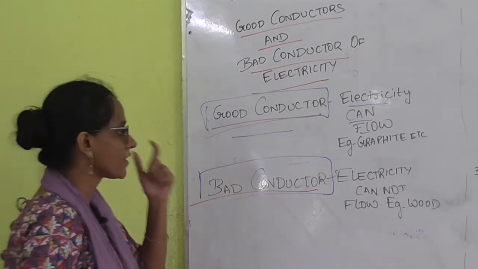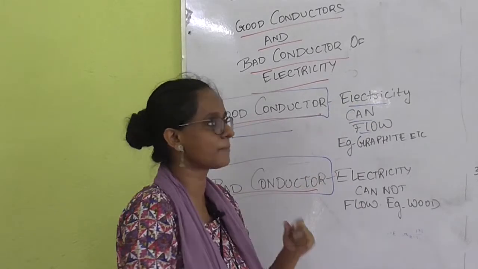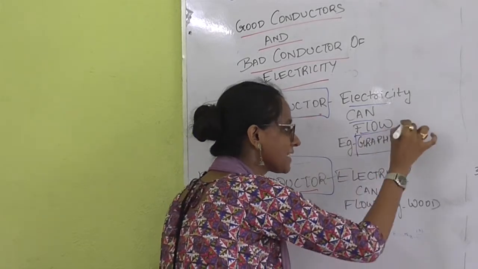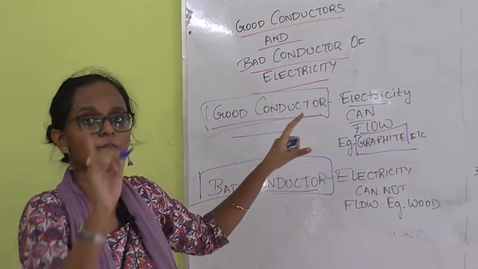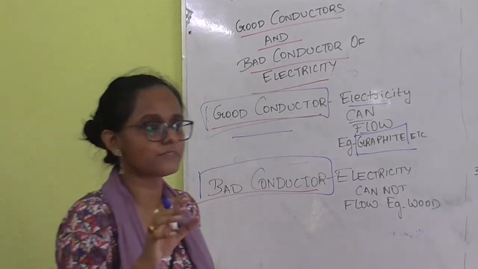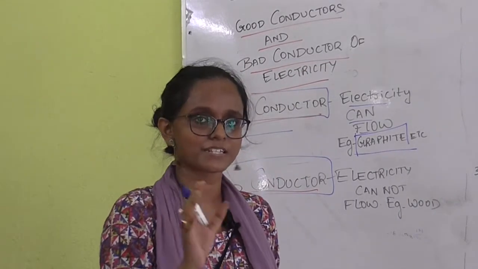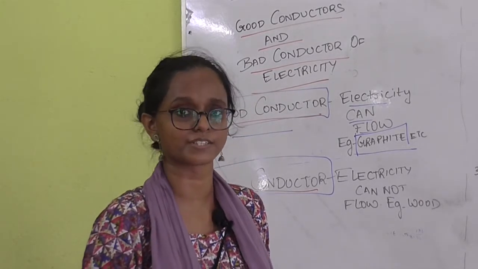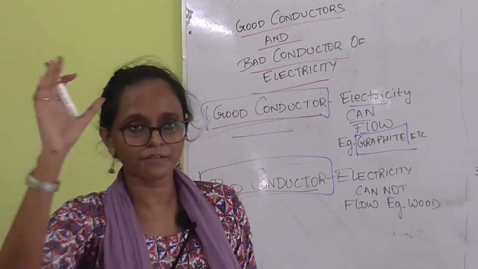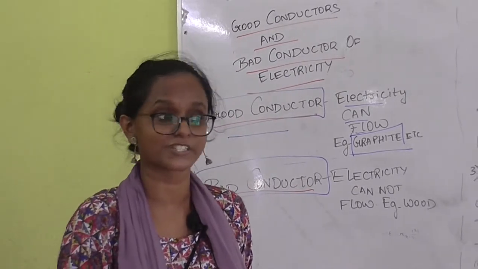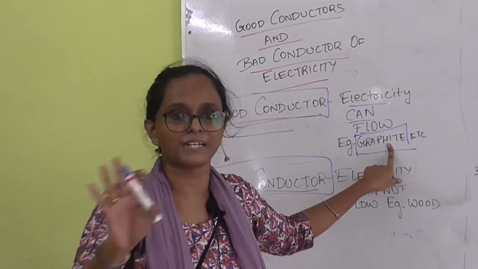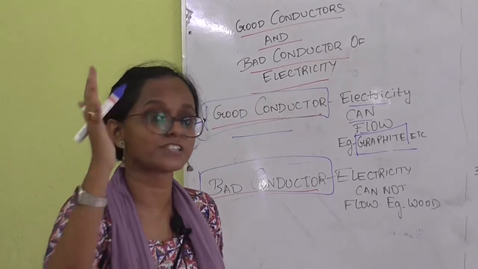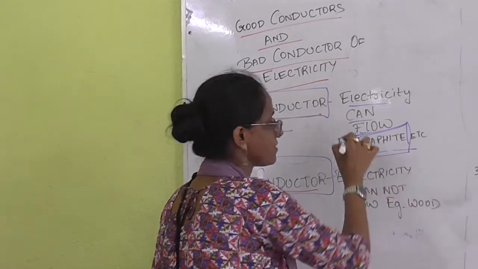Okay, now we are going to the examples of good and bad conductors. The example of a good conductor is graphite. Now, I have specifically mentioned this example. Why? Because we already know the main characteristics of metals, that metals are good conductors of electricity. Yes, there are some exceptions, but metals are mostly good conductors of electricity. But graphite is not a metal. It is a non-metal, still it is a good conductor of electricity. So that is why it makes an exception.